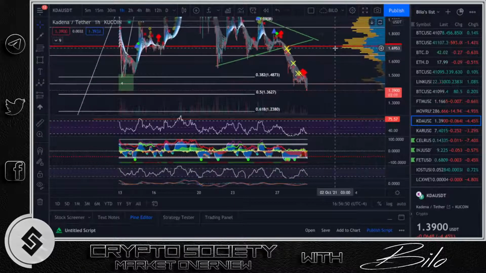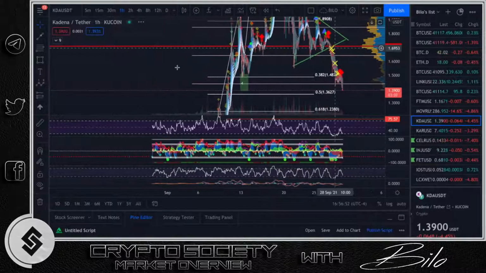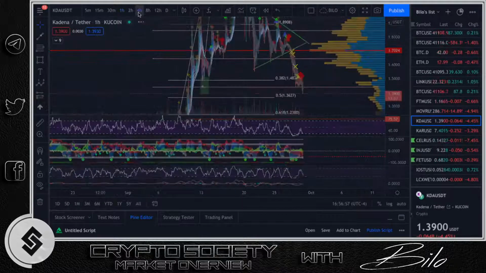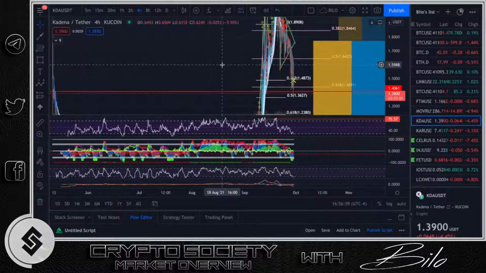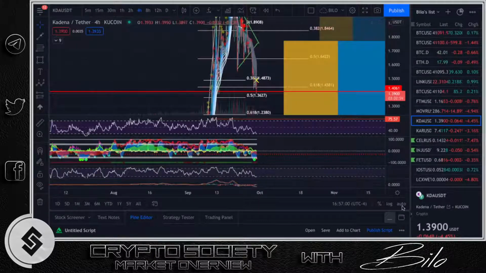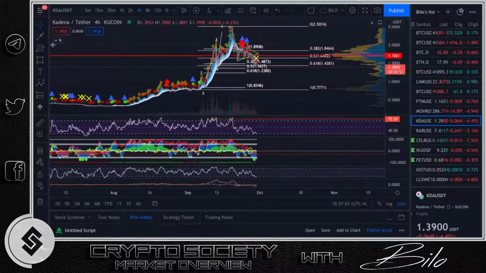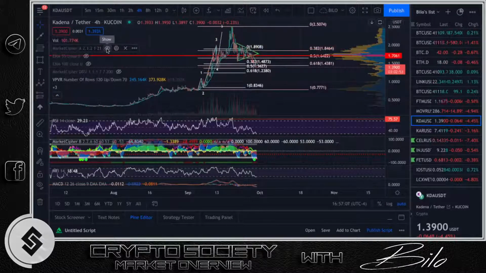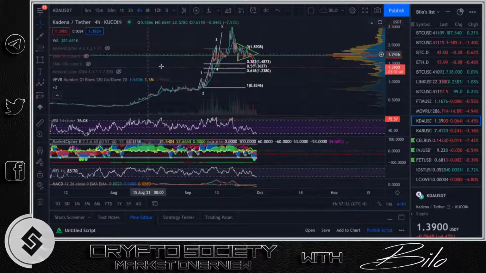I find that these are more accurate on the 4 hour and over, just to save your sanity, Bilo. Can I take MicroCipher off now because it's just depressing me? I feel better now. Although, actually, if you look at Market Cipher B, you'll see at the bottom there, you've got a local bottom call.